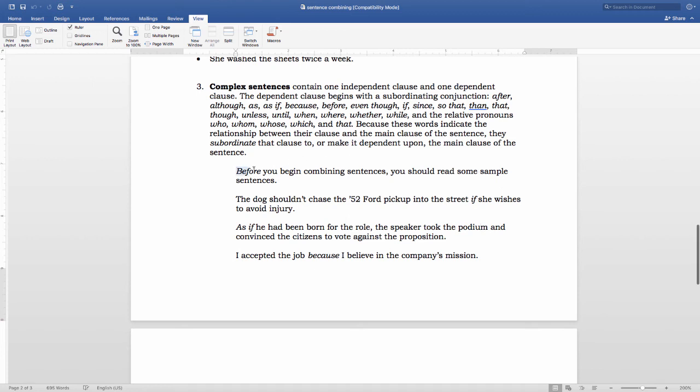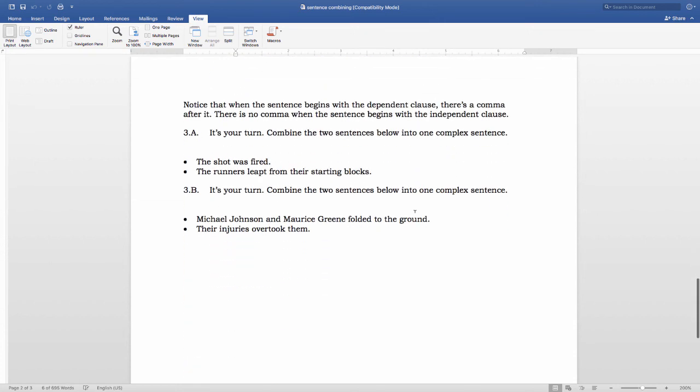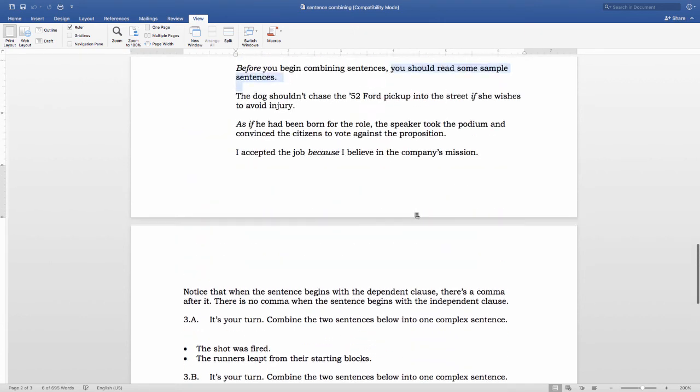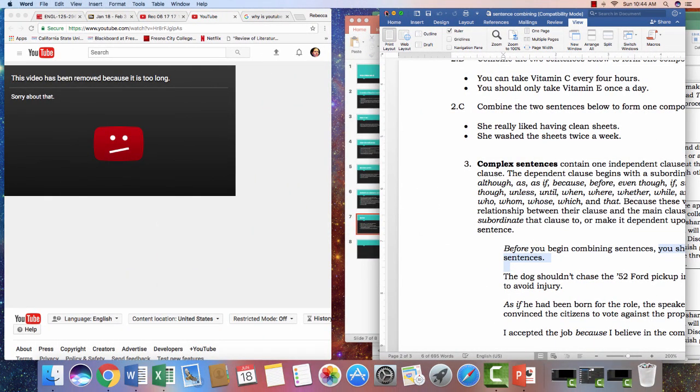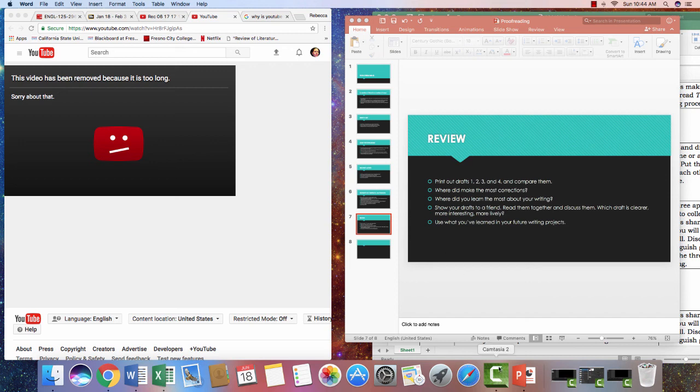Now, if you look at the structure of this sentence, before you begin combining sentences, that's less important, but it's been placed first. It's been given more importance by being placed first. And so readers need to know that the sentence is doing something different. So this comma right here is working a little bit like a neon sign to point to the main clause. All right. So these are the important things you need to know about combining sentences.